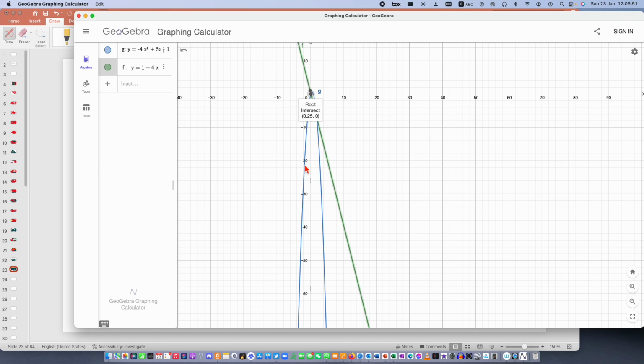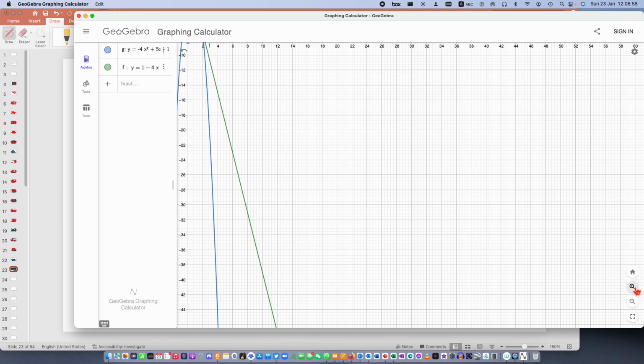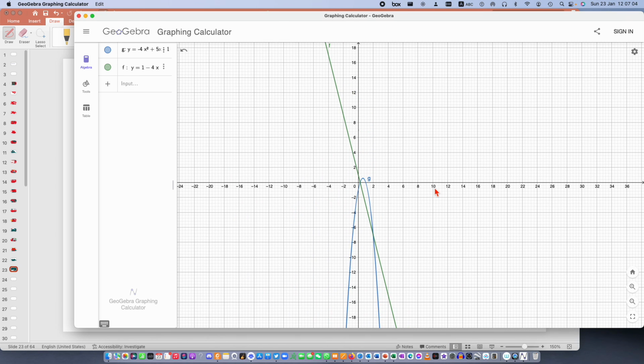Discriminant. Oh, okay. So basically, they want you to find out these two intersection points. So how do you do that? Hold on. So they want you to find this intersection point and this intersection point. So that means the set of values is between this range.